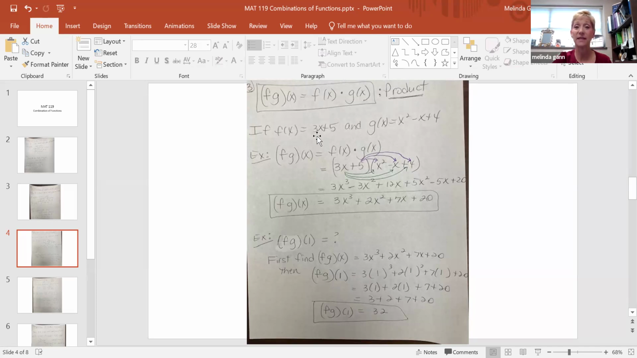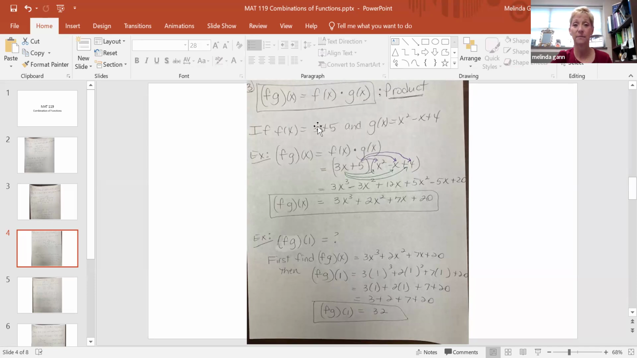So again, same example, same f of x, 3x plus 5, same g of x, x squared minus x plus 4. But this time I want you to multiply them. So I have to write the f of x down first times the g of x down second.